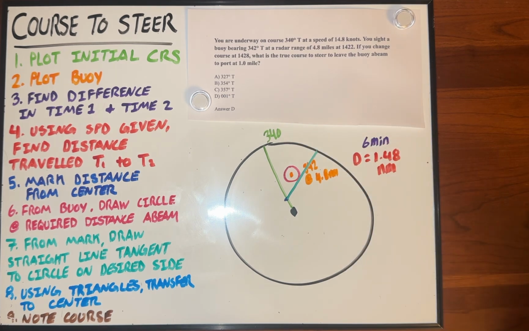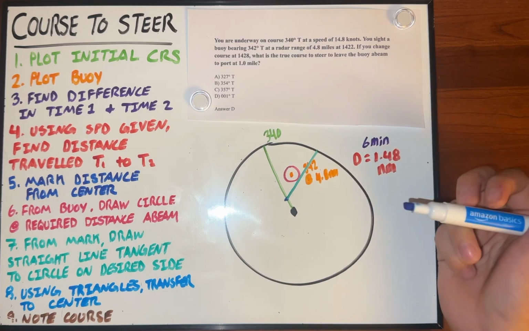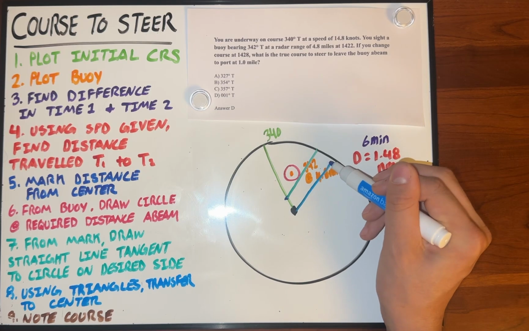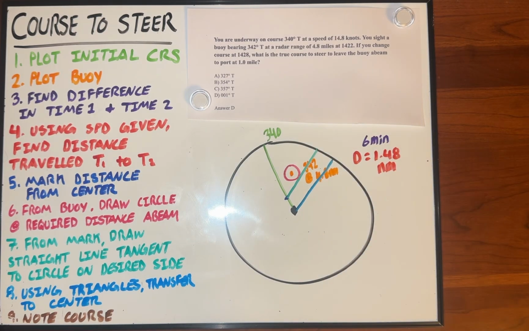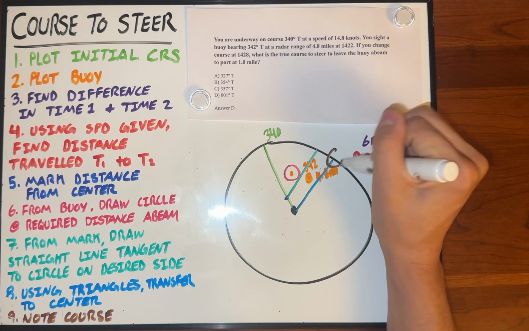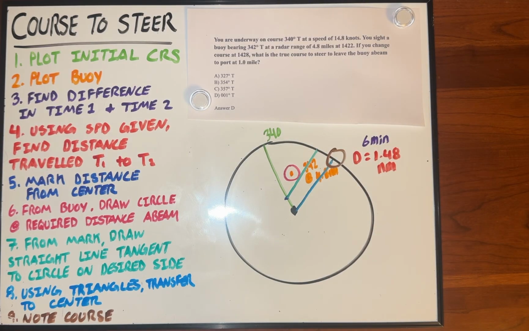Now, we have a course that's lined up with a number on the outside, but this is not accurate because it is not transferred to the center of our maneuvering board. So we'll transfer this line for step 8 to the center, out to the edge, and step 9 will be to note this course. So that's what this problem is going to look like.